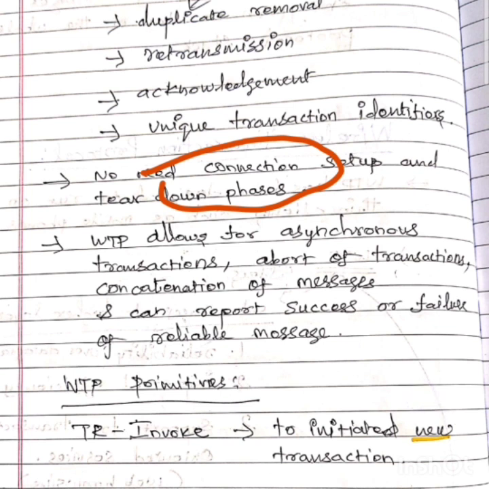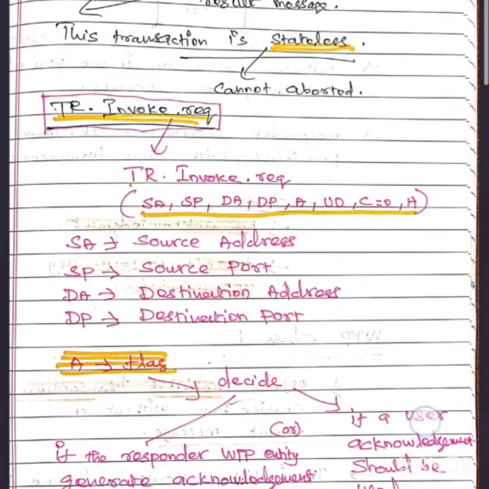The wireless transaction protocol uses three types of primitives. First one is invoke, second one is result, third one is abort. TR-invoke is used if you want to initiate a new transaction. If you want to respond or reply to the invoke primitive, you can use the result primitive. If you want to cancel any transaction, you can use abort. I already told you that we are using three types of classes in the wireless transaction protocol: class 0, class 1, and class 2.